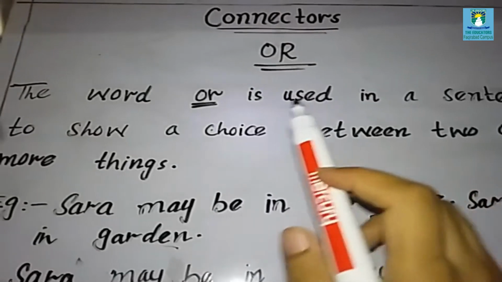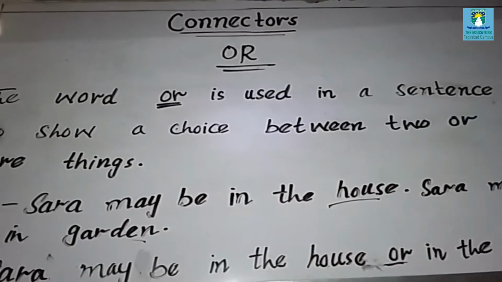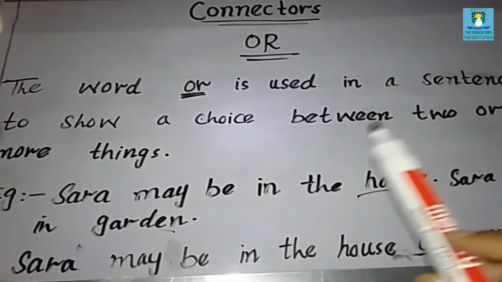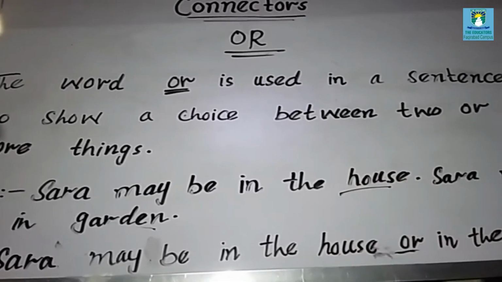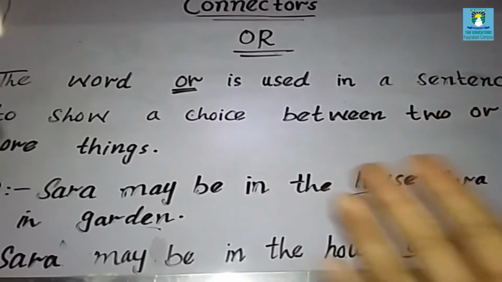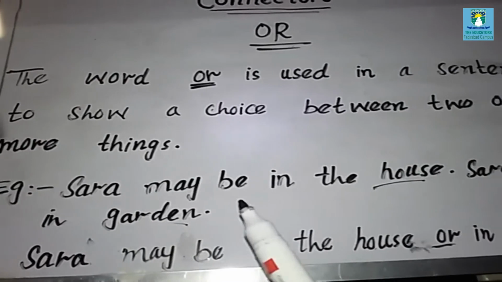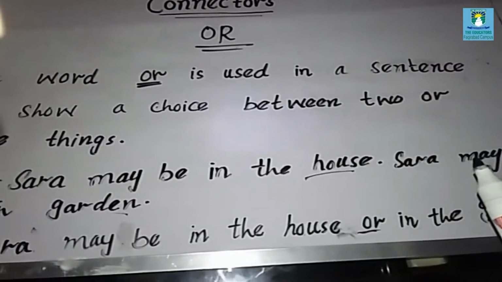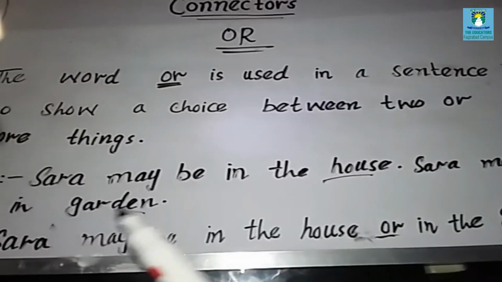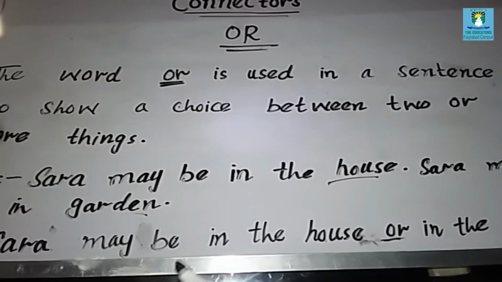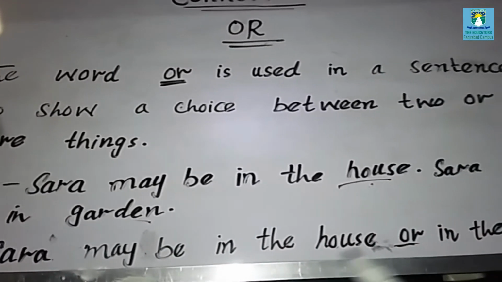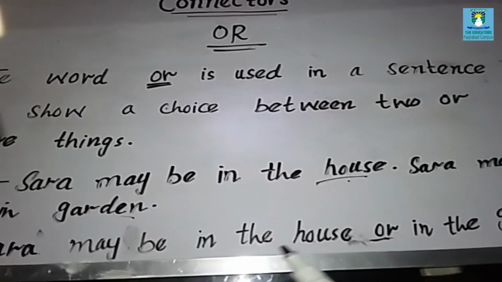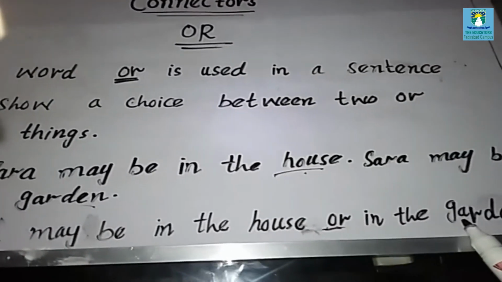Next is or. The word or is used in a sentence to show a choice between two or more things. For example, Sarah may be in the house. The second sentence is Sarah may be in the garden. Here we have a choice between the house and the garden, so we will use or. Sarah may be in the house or in the garden.